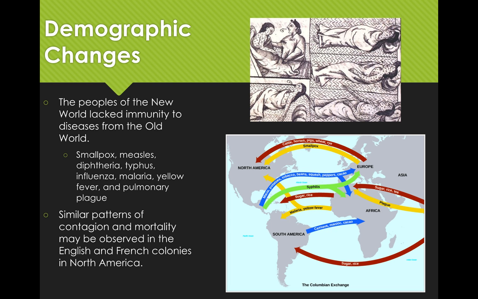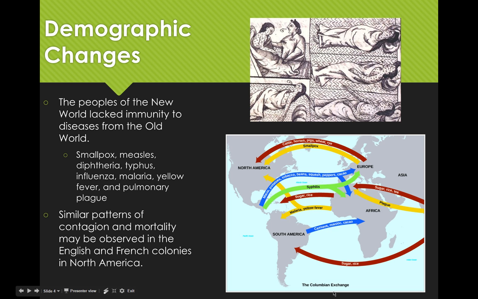Similar patterns of contagion and mortality can be observed in the English and French colonies in North America. Europeans didn't use disease as a tool of empire, but the spread of Old World diseases clearly undermined the ability of native people to resist settlement and accelerated cultural change. And when attacks were made, it also lessened their ability to defend themselves.